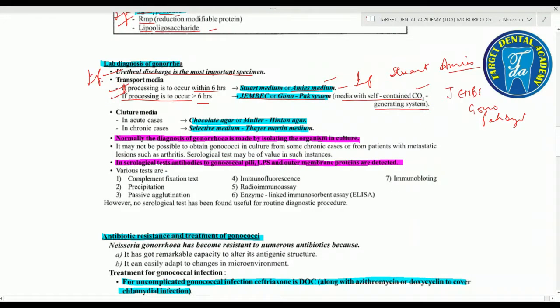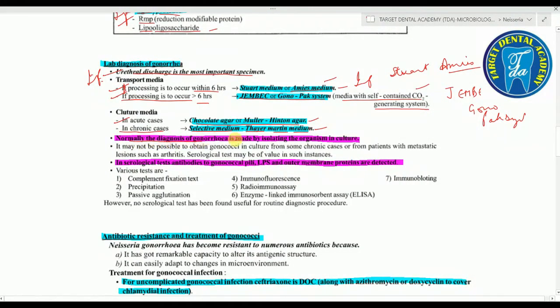Now after the transport media, let's discuss the culture media. In the acute cases, chocolate agar or Mueller-Hinton agar can be used, while in the chronic cases, the selective Thayer-Martin medium is used.